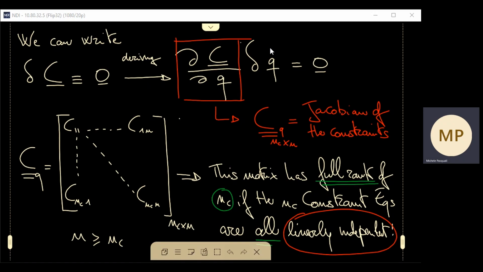So what is the lesson that you have to learn here? That when you design a mechanism or a system of multiple bodies, and you have a certain number of constraints, and you have, as a result, a certain number of degrees of freedom, the choice of the degrees of freedom that you want to use to drive that mechanism may affect critically the functioning of that mechanism.